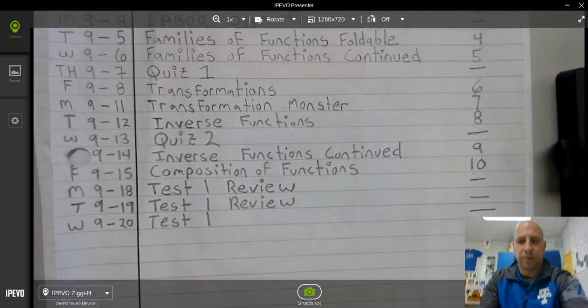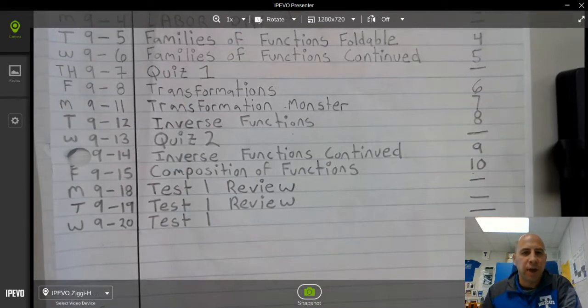Welcome again, Wildcats. All right, so today we're looking at Tuesday, September 12th, inverse function, and those notes are going to be on page 8.